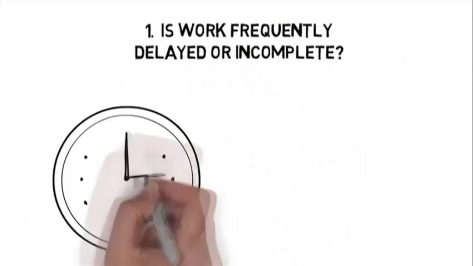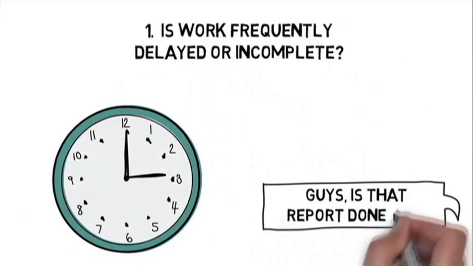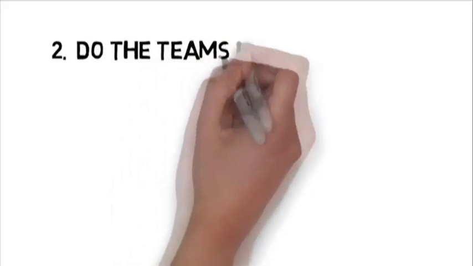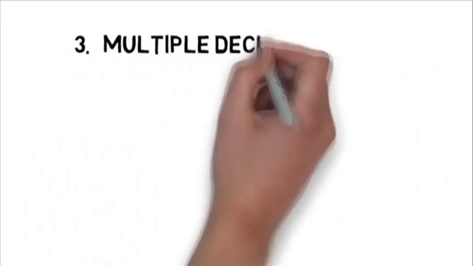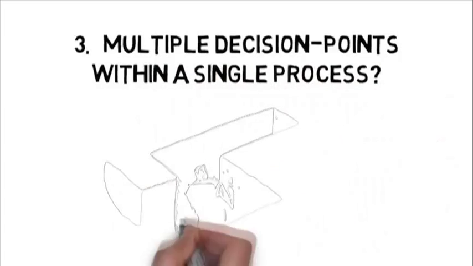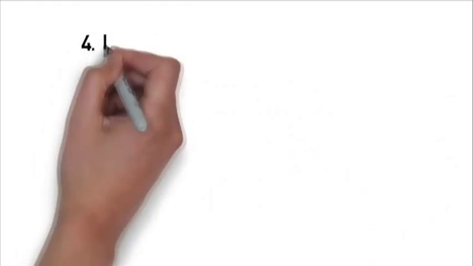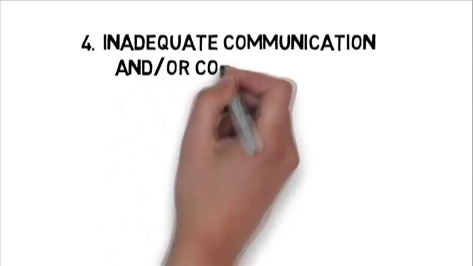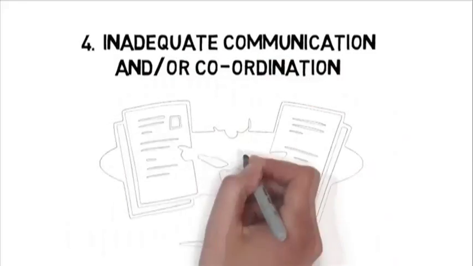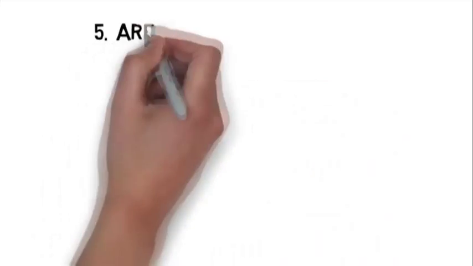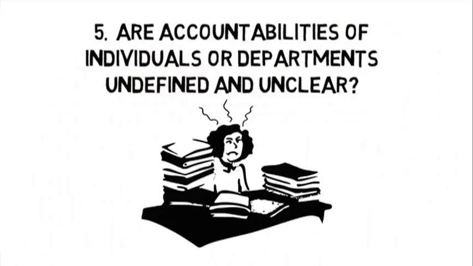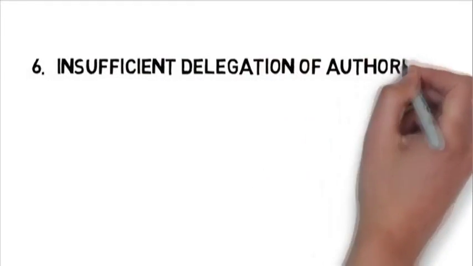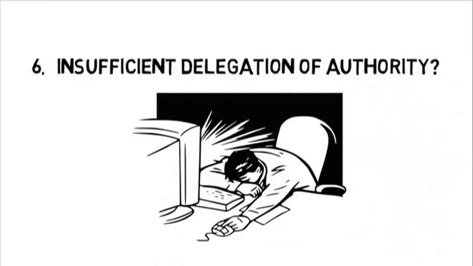1. Is work frequently delayed or incomplete? 2. Do the teams have questions about who does what? 3. Are there multiple decision points within a single process? 4. Is there adequate communication and/or coordination in the organization? 5. Are accountabilities of individuals or departments undefined and unclear? 6. Is there insufficient delegation of authority?